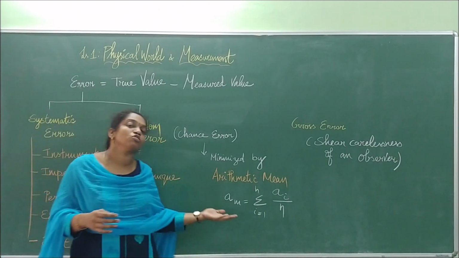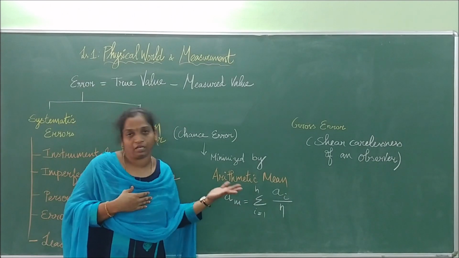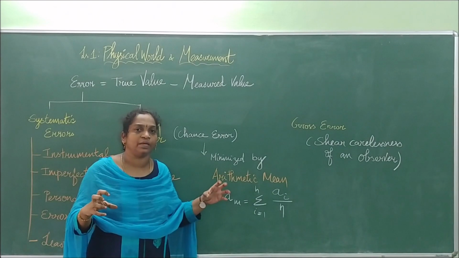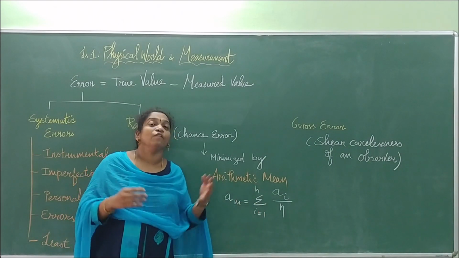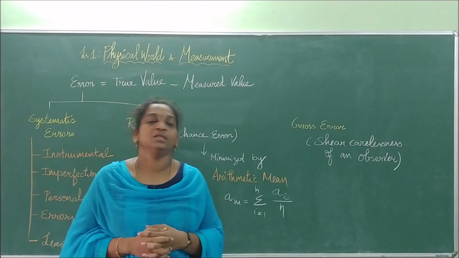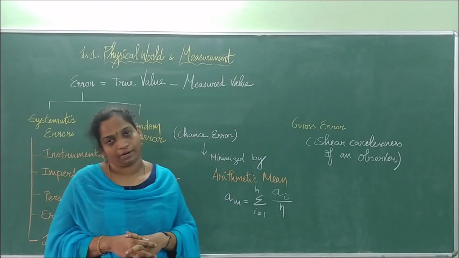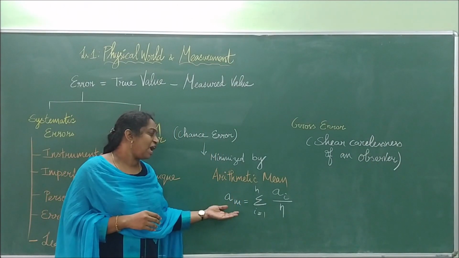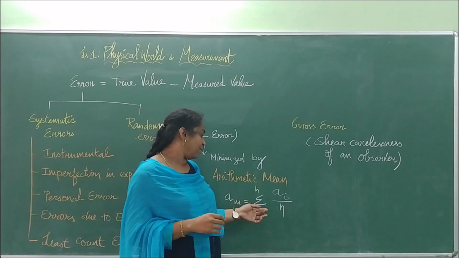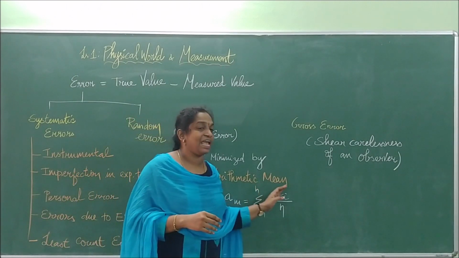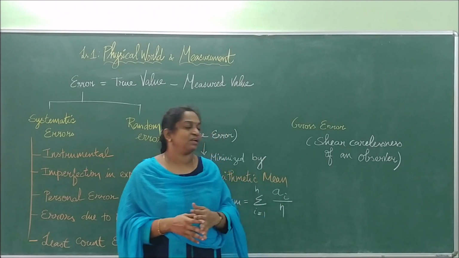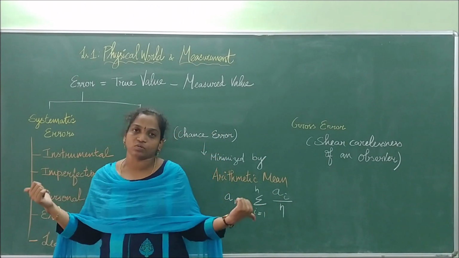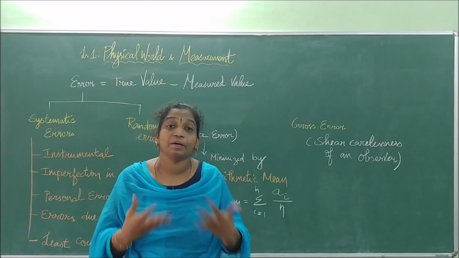It can be minimized by taking an arithmetic mean. By taking all the measured values, summing them and taking a mean value, we can easily minimize or eradicate the random error. The formula for arithmetic mean is AM equals the summation of a_i, i from 1 to n, divided by n. And gross error comes in systematic as well as random error. It is a personal error.